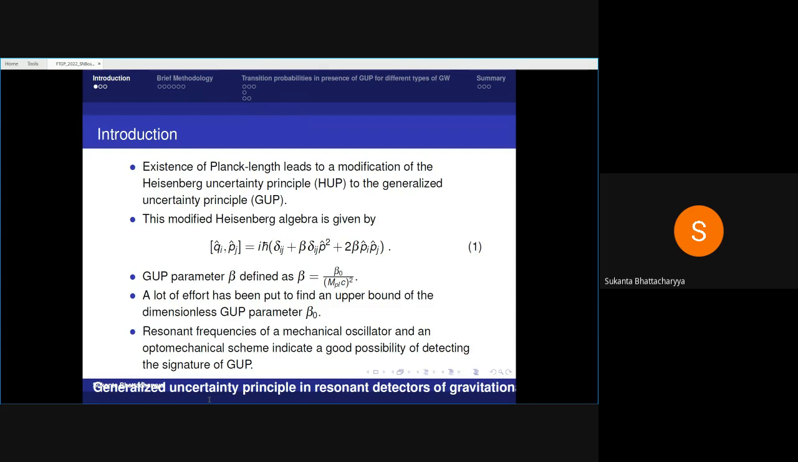Here beta is the GUP parameter and is defined as beta_0 divided by (M_Pl c) whole squared, while M_Pl is the Planck mass. Now, it is quite natural that the order of the dimensionless parameter beta_0 would play a crucial role in realizing such an effect of the GUP. Therefore, a lot of effort has been put into finding an upper bound of the GUP parameter beta_0. A literature review shows that the resonant frequencies of a mechanical oscillator and an optomechanical scheme serve as good candidates for detecting GUP effects.